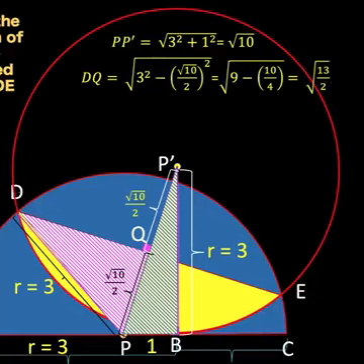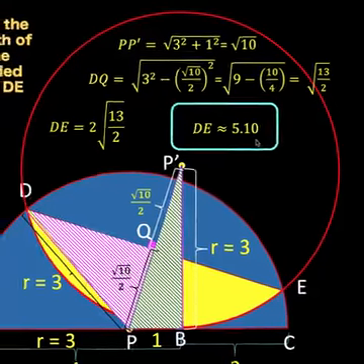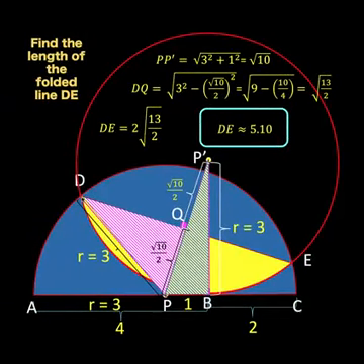So to find out the length of line segment DE, we just need to double square root of 13 over 2. Doubling square root of 13 over 2, we arrive at square root of 26, or approximately equal to 5.10 units. And this is now our final answer. The length of the folded line DE is rounded off to 5.10 units.